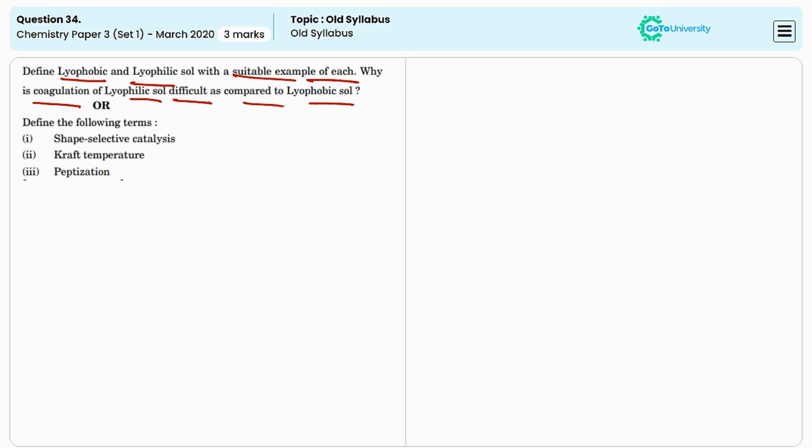Now come to the OR question. The first one is to define shape selective catalysis. Shape selective catalysis refers to a catalytic process where the catalyst structure allows it to preferentially catalyze the reactions based on the shape and size of the reactant molecules. This selectivity arises from the catalyst pore structure or active sites which can accommodate only specific molecules. This property is often utilized in processes like hydrocarbon cracking and is exemplified by catalysts such as zeolite.